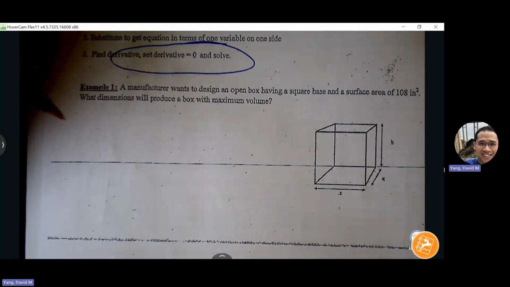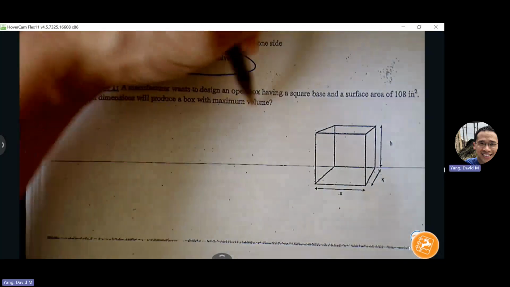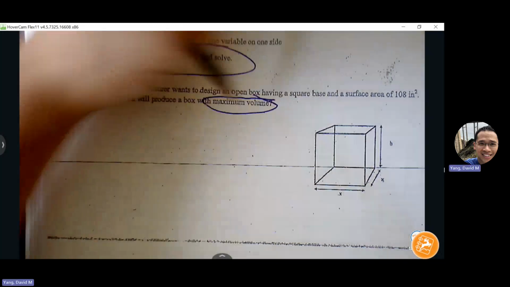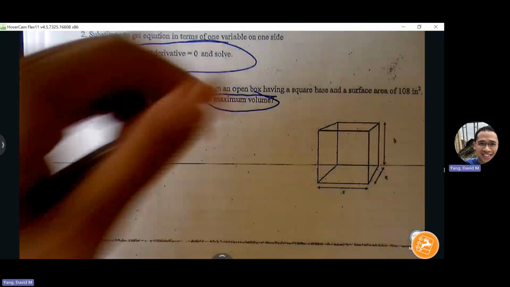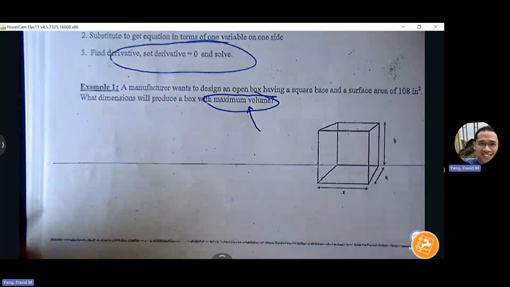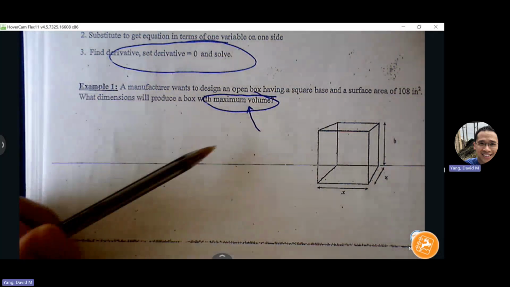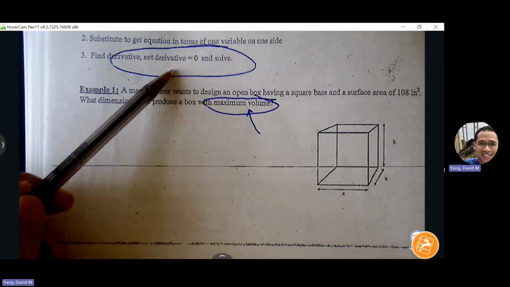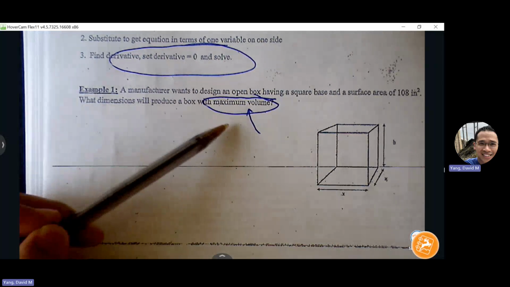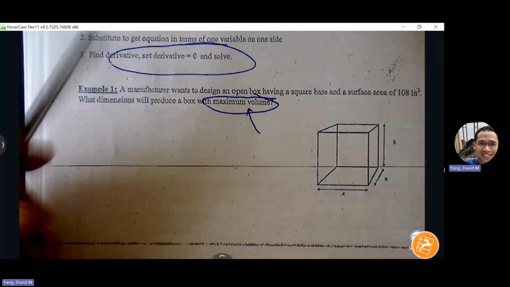All right, so this is the key here. It says we want to find the maximum volume. So this is the equation that you're going to find the derivative for. Whenever you see the word optimal, maximum, minimum, and it doesn't matter if it's max or min, we're going to find the derivative and set it equal to 0. There's not a different process for maximum and minimum.